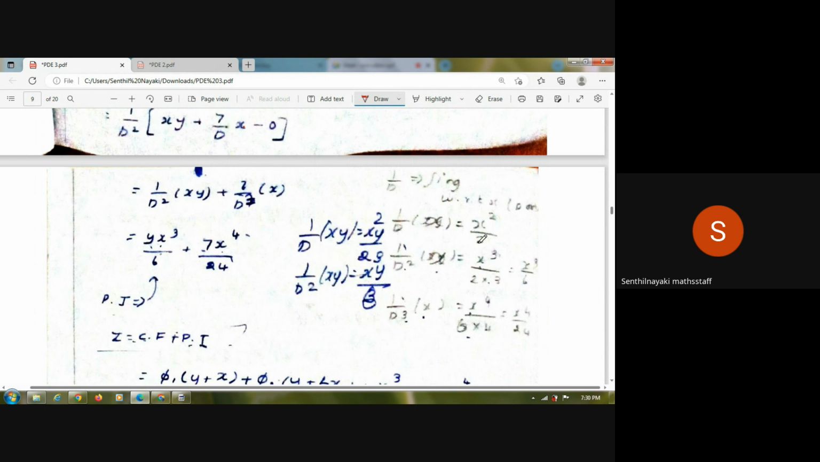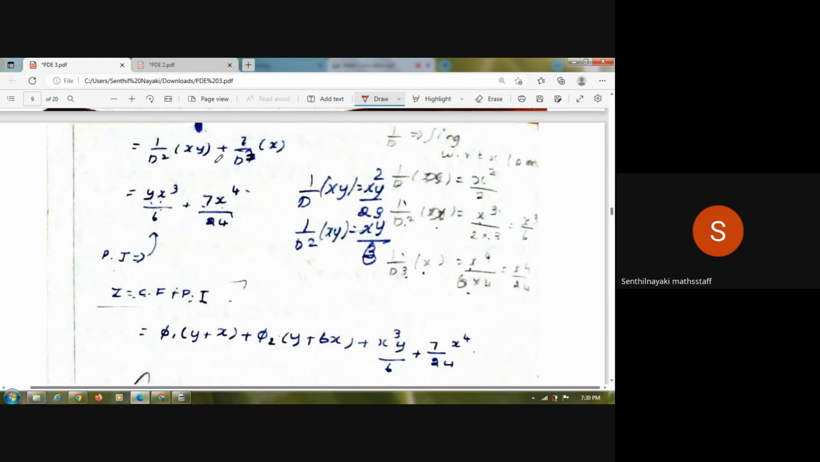Here x^2 by 2. If you integrate the second time, then we get x^3 by 3. Already we have 2, so 2 into 3 is 6, x^3 by 6. Similarly, if you integrate the third time, then we get x^4 by 4 into 6, therefore x^4 by 24. So we get y x^3 by 6 plus 7 x^4 by 24.